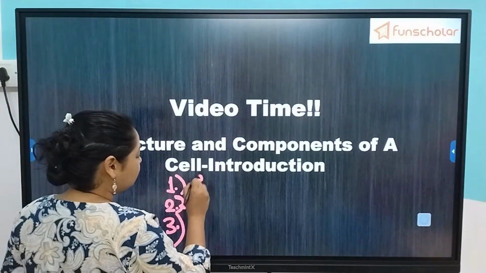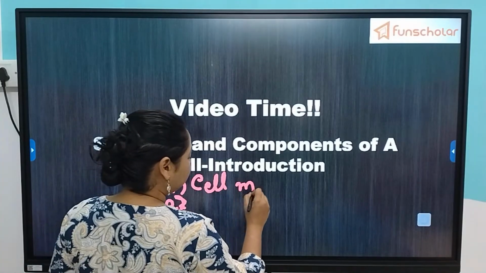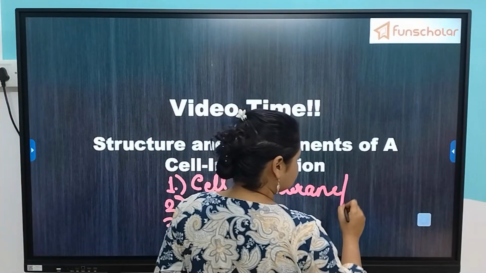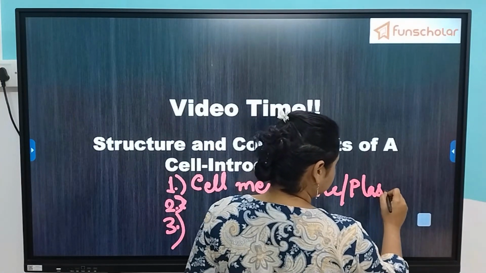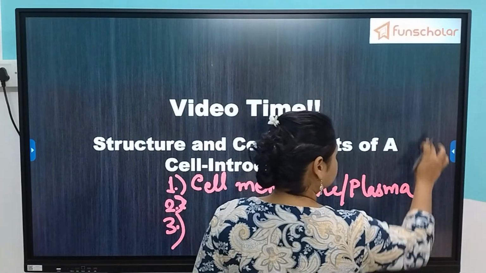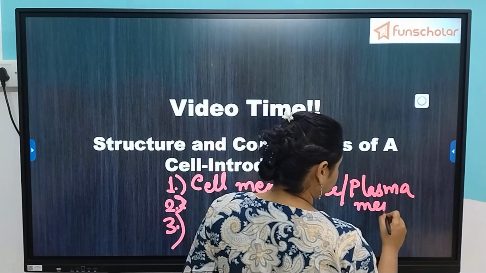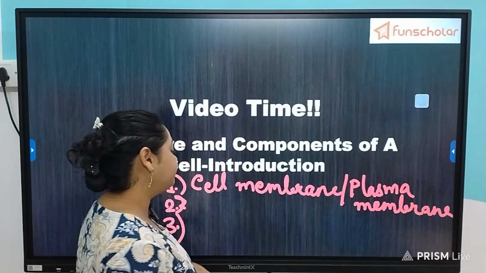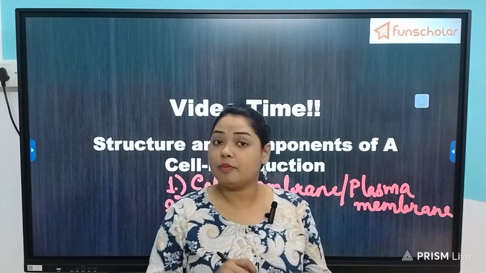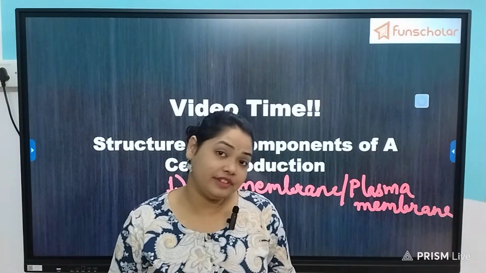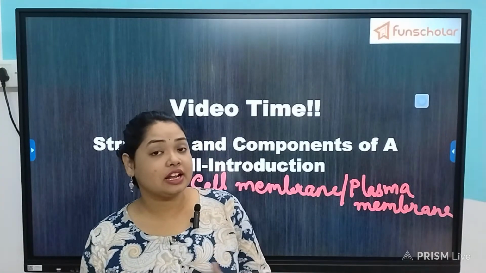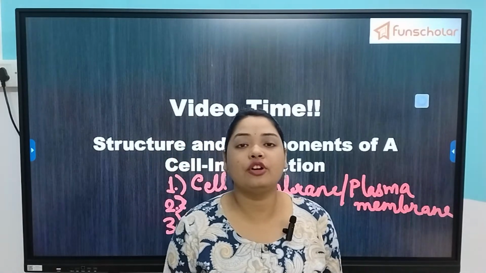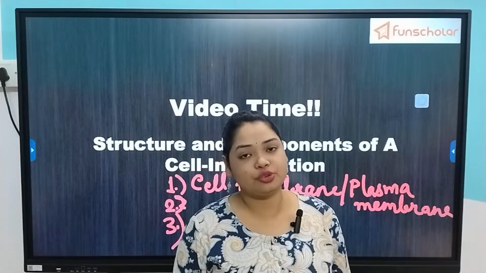First one is the cell membrane. It is also known as the plasma membrane. Right. So if the membrane is not there, there is no boundary, there is no outer protective layer to protect the cell from any mechanical injury or from any invasion by the pathogens. So therefore, the existence of the cell will be jeopardized.